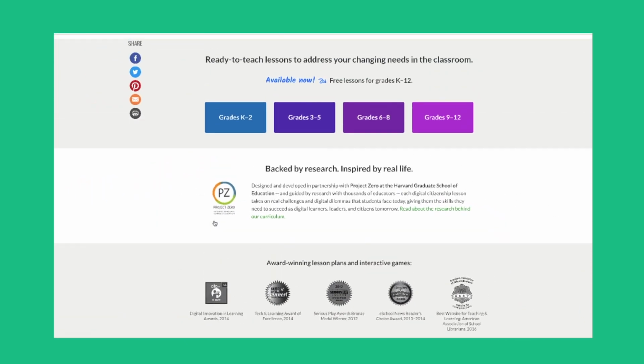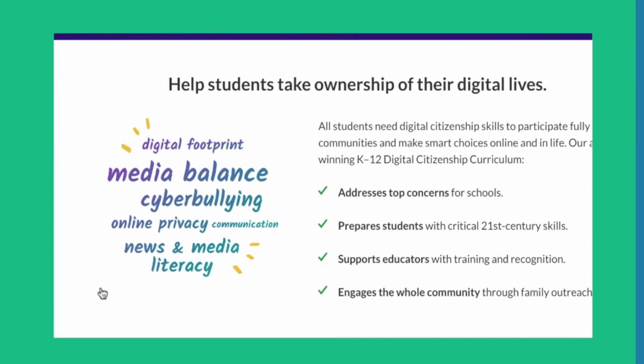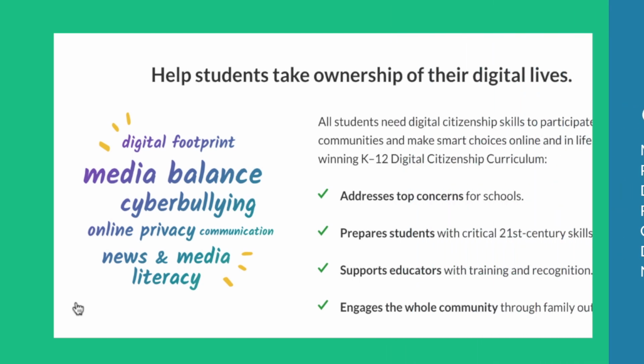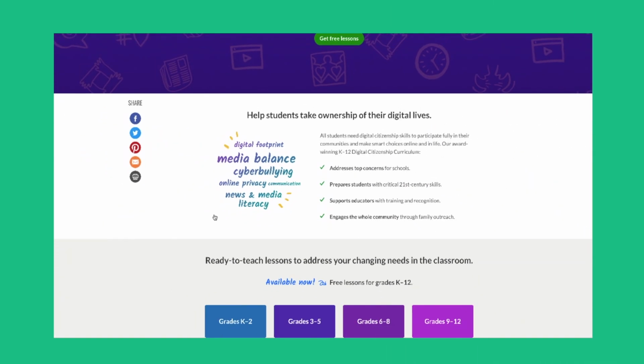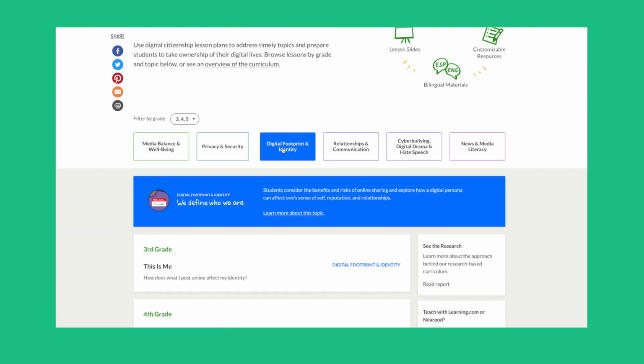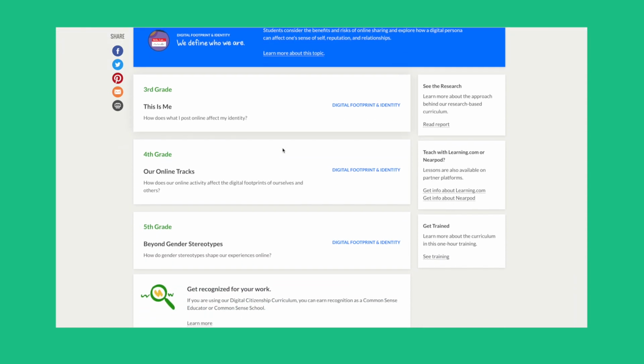It consists of 6 digital citizenship topics: media balance and well-being, privacy and security, digital footprint and identity, relationships and communication, cyberbullying, digital drama and hate speech, and finally, news and media literacy. Within these topics, there are lessons specific to each grade level that focus on key skills and dispositions that also include moral and ethical questions and discussions.